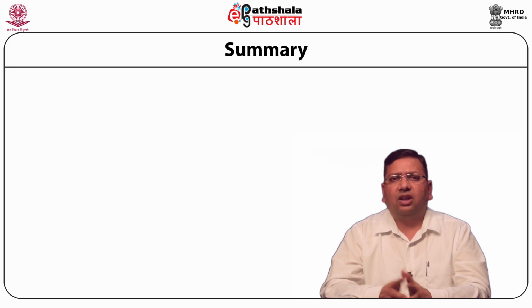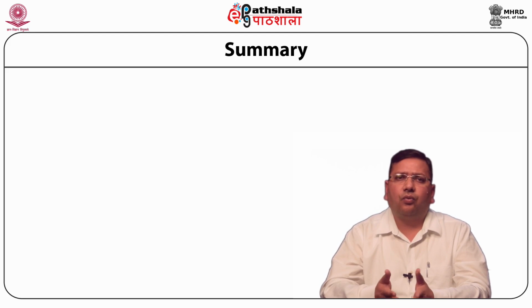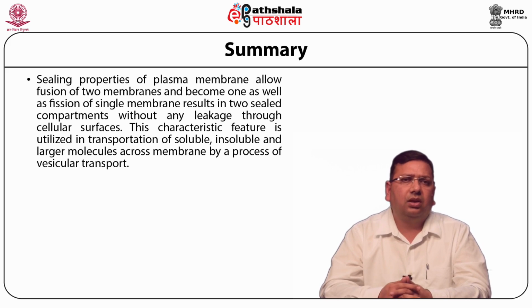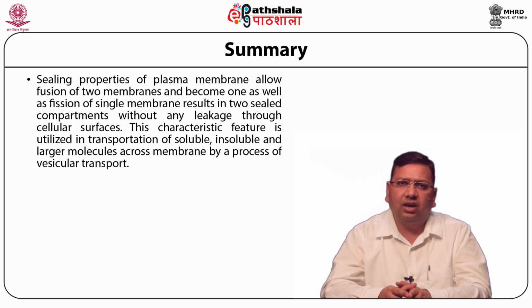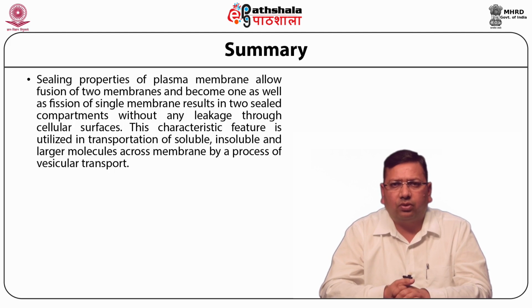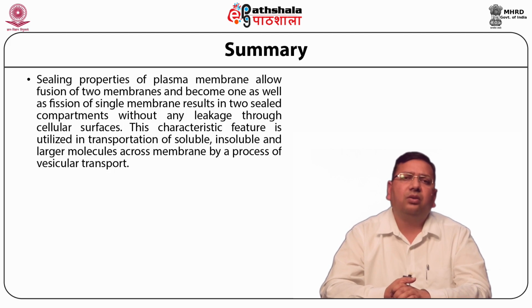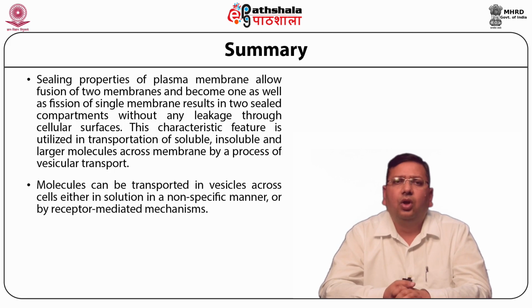So students, let's now summarize what we have learned from this module. Firstly, the sealing properties of the plasma membrane allow fusion of two membranes to become one, as well as fission of a single membrane resulting in two sealed compartments without any leakage through cellular processes. This characteristic feature is utilized in transportation of soluble, insoluble, and large molecules across the membrane by a process that we call vesicle transport. Molecules can be transported in vesicles across the cell either in solution, in a non-specific manner, or by receptor-mediated mechanisms.